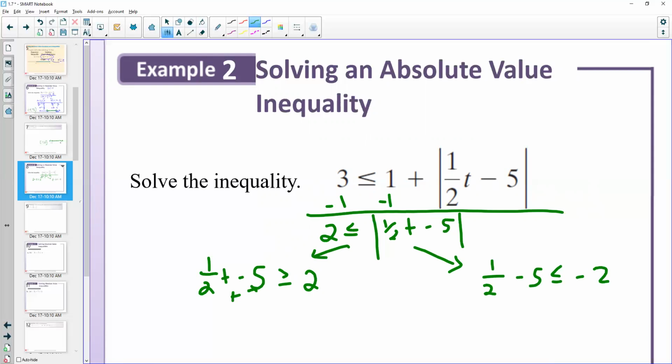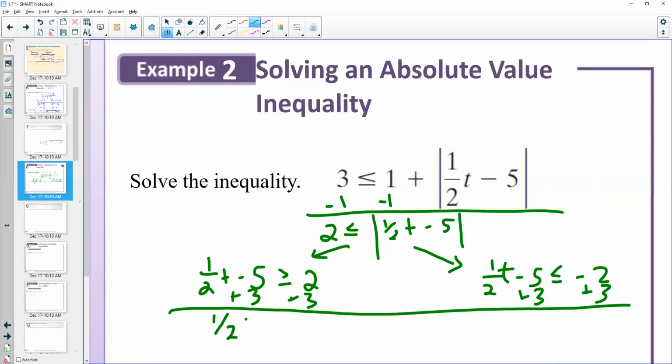Well, great. I'm going to do all the things I need to do. Oh, I lost the t on that one. So I get half t is greater than or equal to 5. And I get half t is less than or equal to 1. Multiply both sides by the reciprocal.